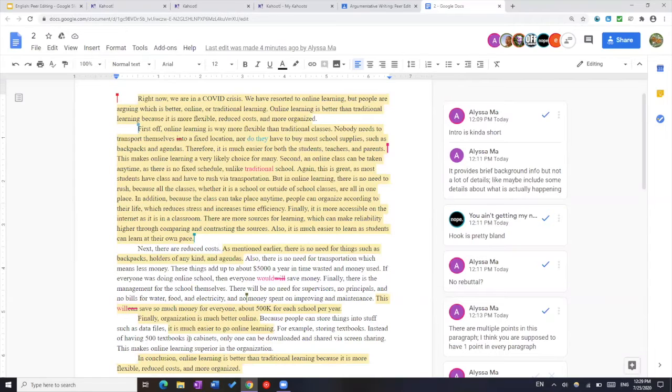Uh-huh. And then did you find their argument compelling and convincing? Would you agree? I think it's somewhat convincing, but if they elaborated more and maybe cited which article they got it from, it would be more credible and convincing. That's a good point. You should cite your articles for ethos. And then what are some grammar and spelling mistakes that you found? You can just name one or two.